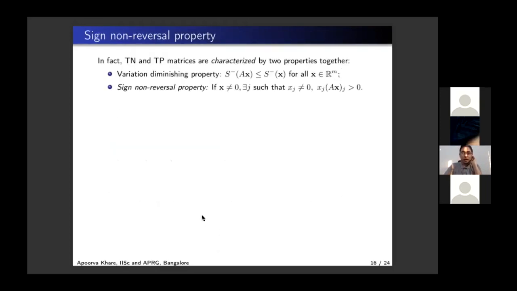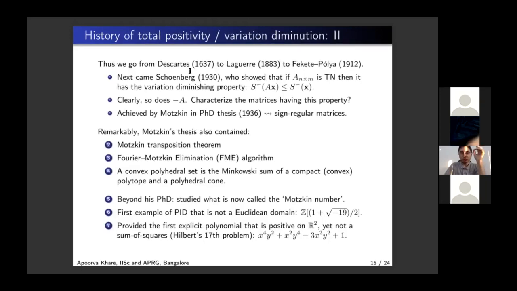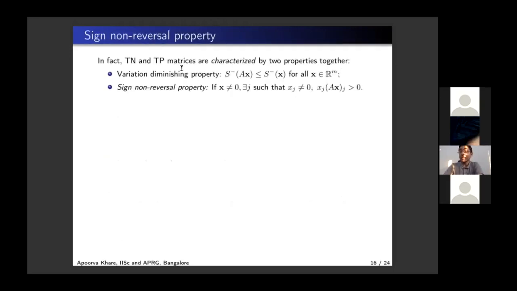Okay, so that was one way to proceed. Remember, Schoenberg's theorem was: if A is a totally non-negative matrix, then it has the variation diminishing property. The number of sign changes in the output vector is less than or equal to the sign changes in the input vector. One way was to ask which matrices have this property. The answer is sign regular matrices. The other way to ask is what, together with this property, characterizes the totally non-negative matrices. Clearly alone that doesn't work, but can you find one more thing that works together with this variation diminishing property? The answer is yes.